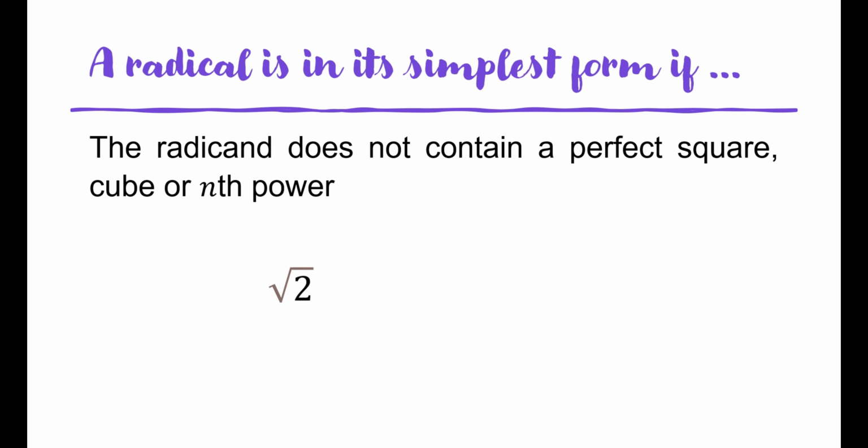Next example, cube root of 5. Cube root of 5 is in its simplest form since 5 is not a perfect cube, meaning the cube root of 5 is not exact.